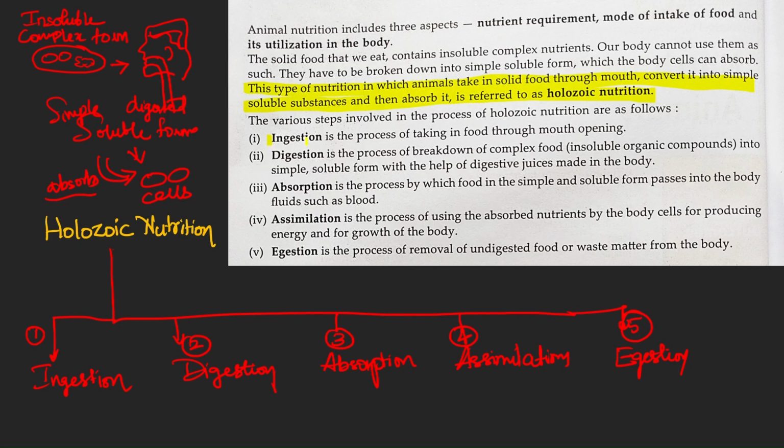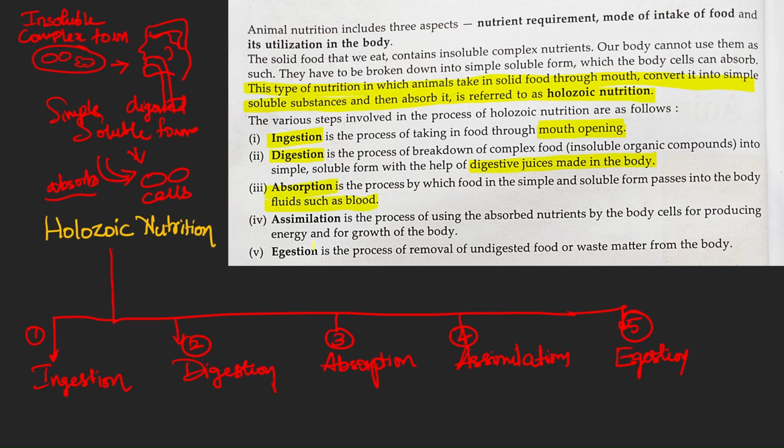So the various steps involved in the process of Holozoic nutrition are as follows. Ingestion is the process of taking in food through the mouth opening. This is very important, mouth opening. Digestion is the process of breaking down complex food, insoluble organic compounds, into simple soluble form with the help of digestive juices made in the body. It's called digestion. Absorption is the process by which food in the simple soluble form passes into the body fluids such as blood.